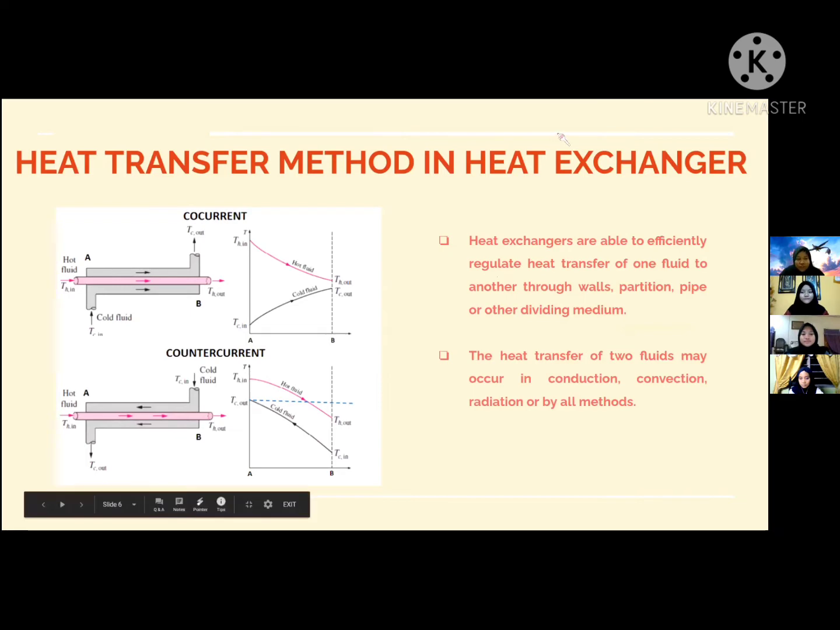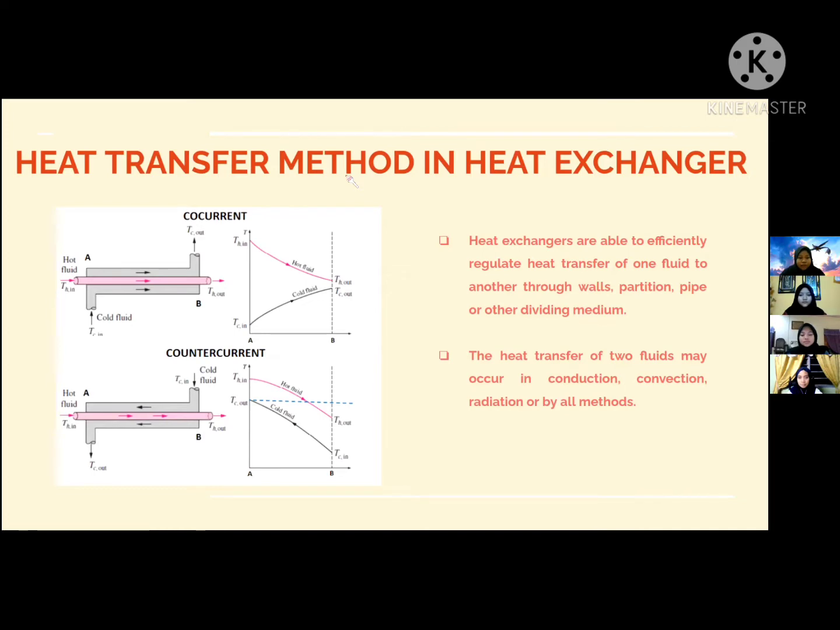Okay. My name is Azrin and my matric number is 197707. So now I will present about the heat transfer method in the heat exchanger. Here we have a picture of two basic designs of heat exchanger, which are widely used in engineering processes. There are two types of flow in the exchanger. Firstly, co-current, in the picture on the upper part, and secondly counter current, which is the picture below.